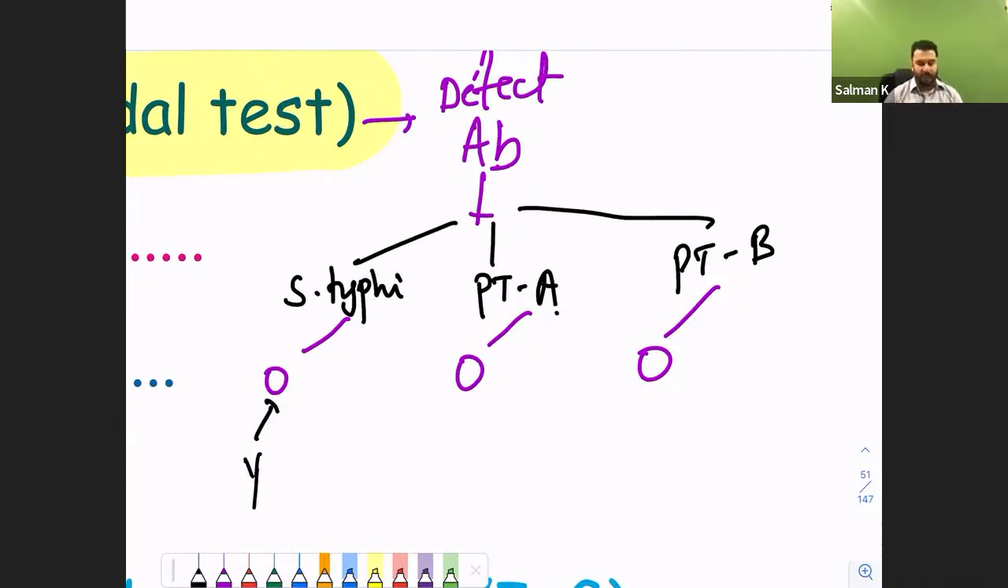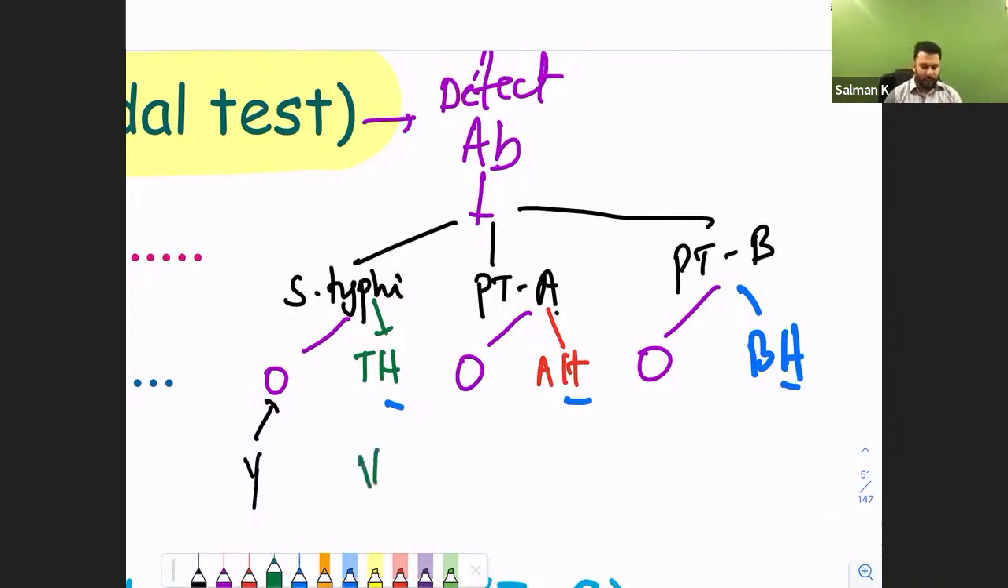Okay, then comes the H. The H antigen of typhi is called TH. Okay. Next, here it's called AH. Here it is called BH. That means the H antigens, depending on whether it is typhi, paratyphi A or paratyphi B, that's the name as such here.